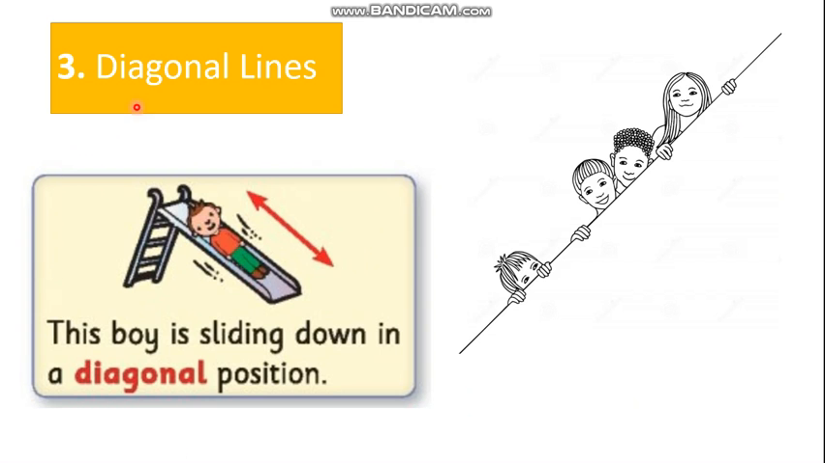Our third type of line is a diagonal line. So here are some diagonal lines. The children are hiding behind a wall. That creates a diagonal line. Okay? And over here, the boy is sliding down in a diagonal position.